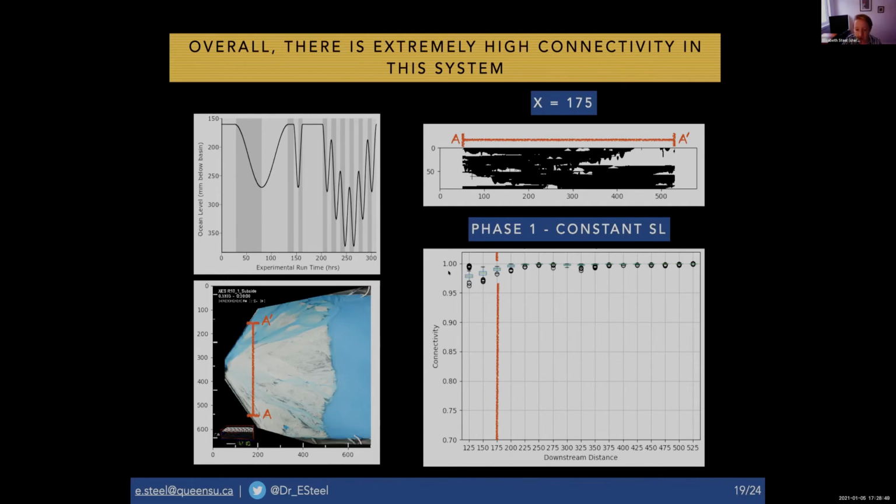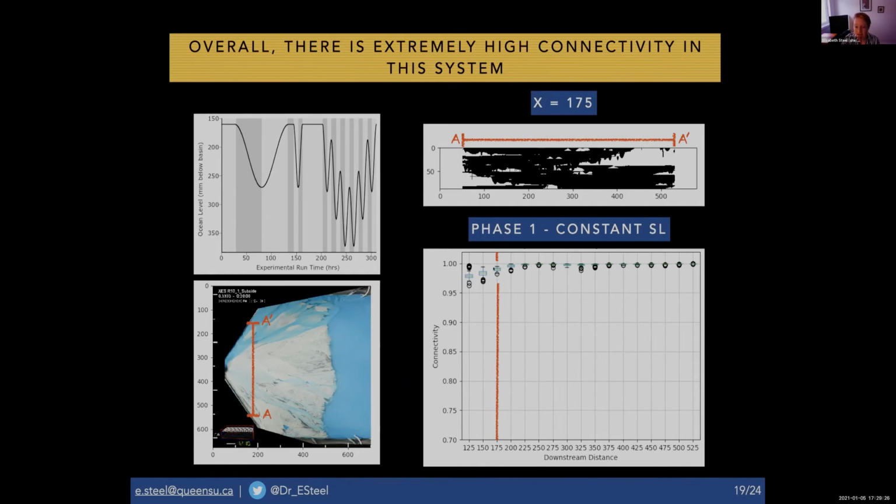The y-axis on this plot here is connectivity, with one, remember, being 100% connected, everything is connected. And then the x-axis is downstream distance. The section I've been showing you in A to A prime is at this location at 175. You can see the numbers along the x-axis to give you a sense of distance, but essentially this is proximal in the delta to distal in the delta. And so the first thing to notice is that everything is basically more than 95% connected. Things are really connected in this system, especially in these constant sea level phases.